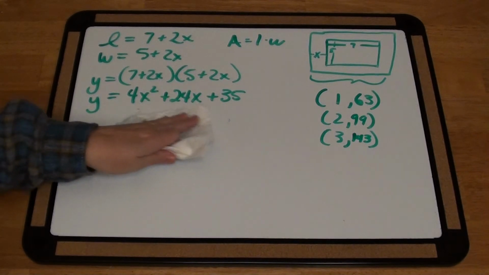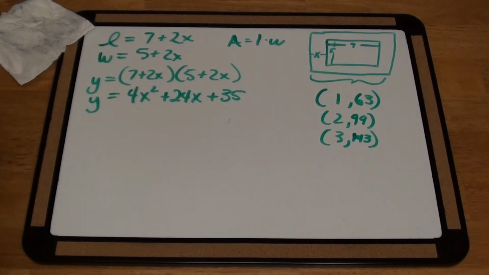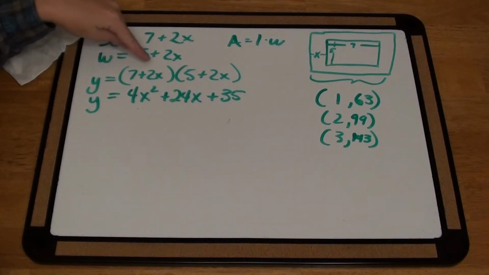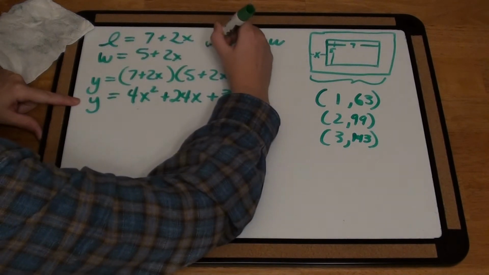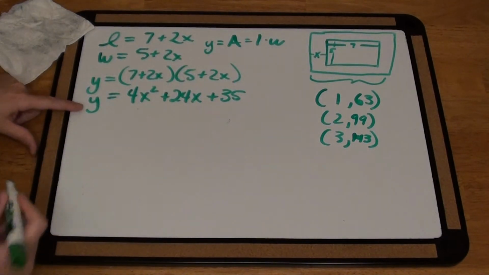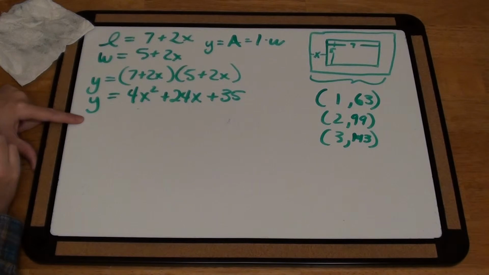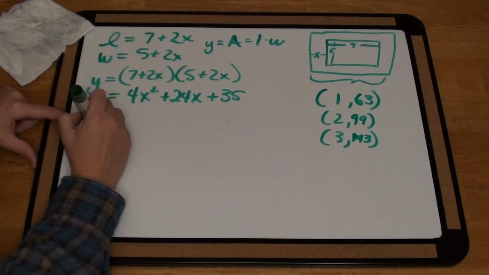Okay, the next step. Find the value of x which makes the region have an area of 150 square meters. So remember, our area is represented by length times width. So y is my area. So I'll say that y equals the area. They want an area of 150 square meters, so that means my y is going to be 150.